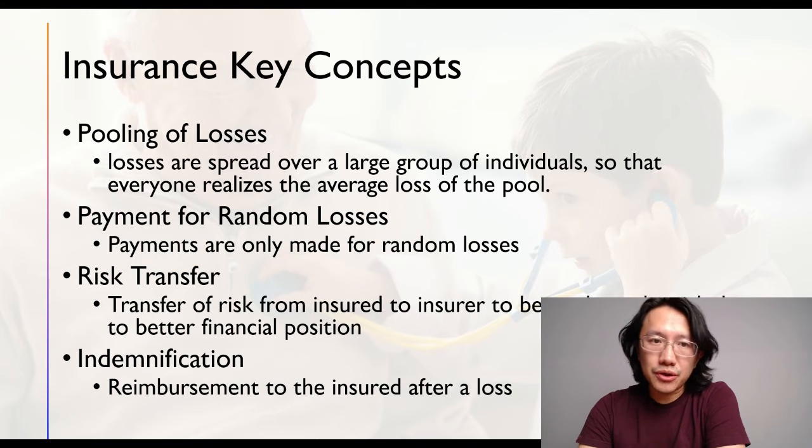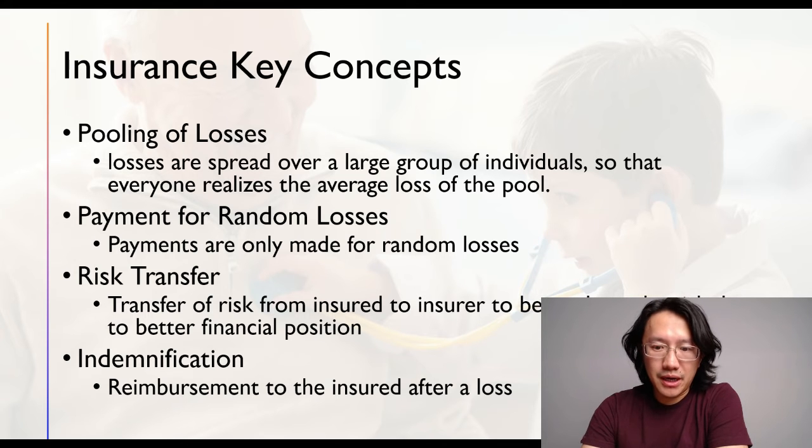There is pooling of losses, which means the losses are spread over a large group of individuals so that everyone realizes the average loss of the entire pool. So that you pay less out of the entire risk that's being evenly distributed among all the members. There's payment for random losses, which means payments are only made for random losses. So if you intentionally cause a loss, it is usually not covered.